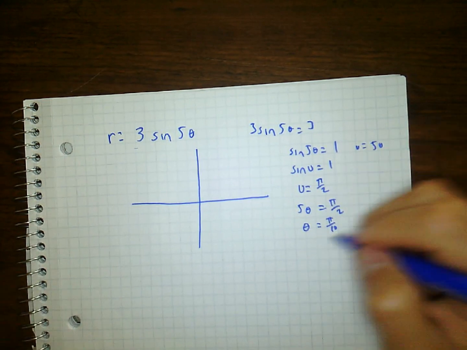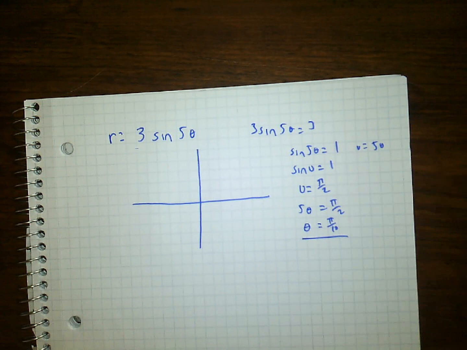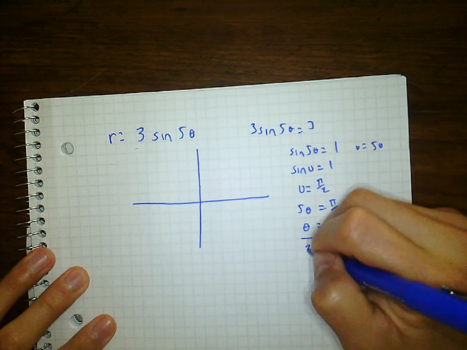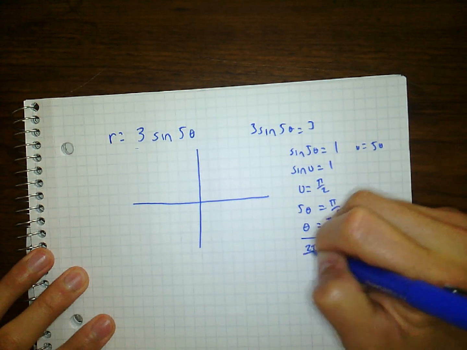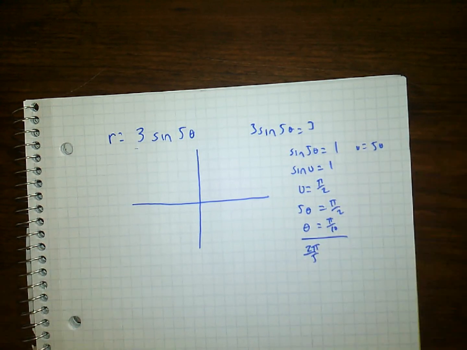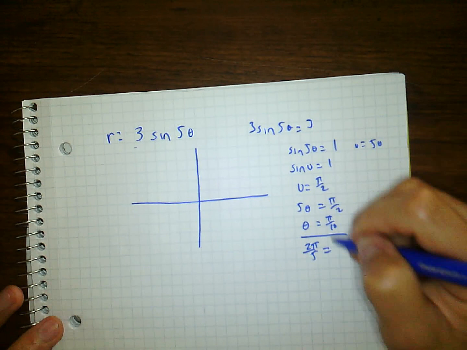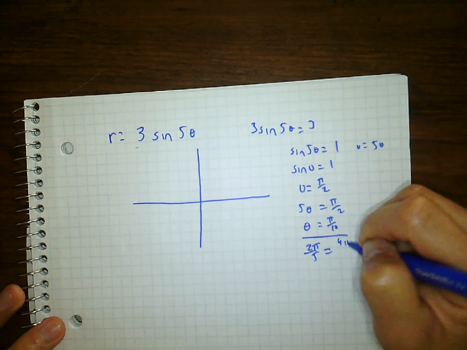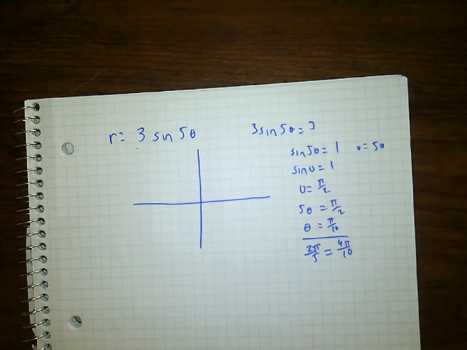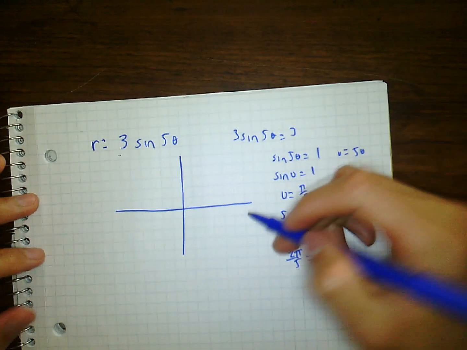So what that means is that I have a petal at pi over 10, and then if there's 5 petals, remember, a full revolution is 2 pi, so if I divide it by 5, that's every 2 pi over 5. If I get the common denominator, that would be 4 pi over 10. So every 4 pi over 10, I would have a petal. Cool?